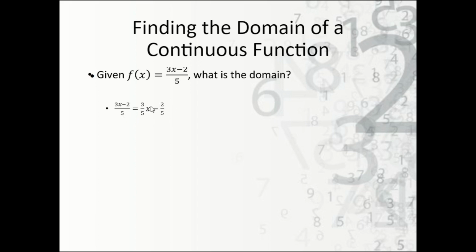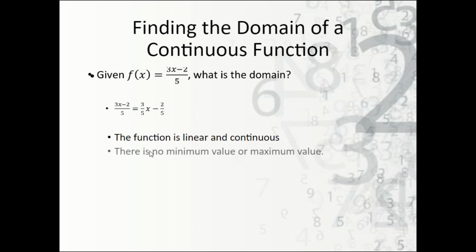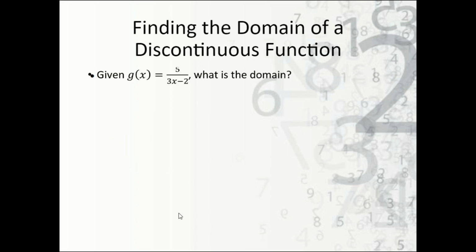We should notice that this is a linear function. So therefore, it's continuous, meaning it goes forever. There is no minimum or maximum because it's continuous, so therefore it goes from negative infinity to positive infinity. If it's not continuous, it's going to break off and stop at some point.